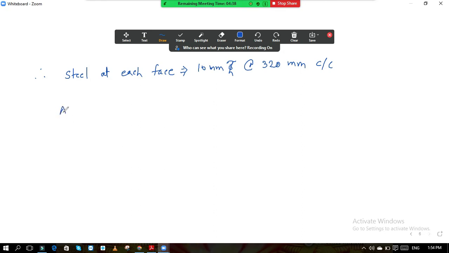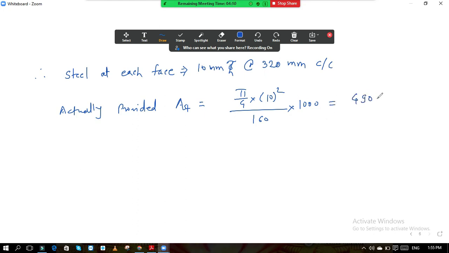Okay, so actually provided AST, how much will it be? We will calculate pi by 4 into 10 square, divided by spacing 160 into 1000. So this will give us the area. So what is the actual? It is 490.87 mm square. So this actual as it is we are going to provide. Okay. So this is the area of steel we are going to provide.